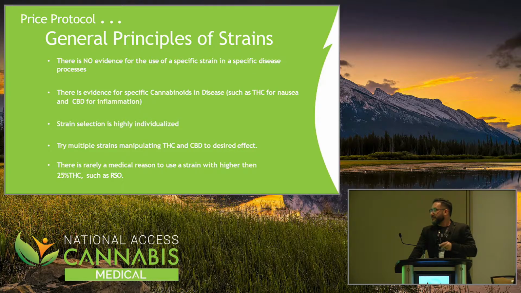So no evidence for specific strains. There is evidence for specific cannabinoids in disease, for example, THC for nausea, CBD for inflammation. We spoke about all that yesterday. Strain selection is highly individualized. Some people do well with one strain, some do with the other. What you notice is there's some go-tos that are always good to start with, but also how to start them becomes an issue. So try multiple strains, manipulating THC to desired effect.